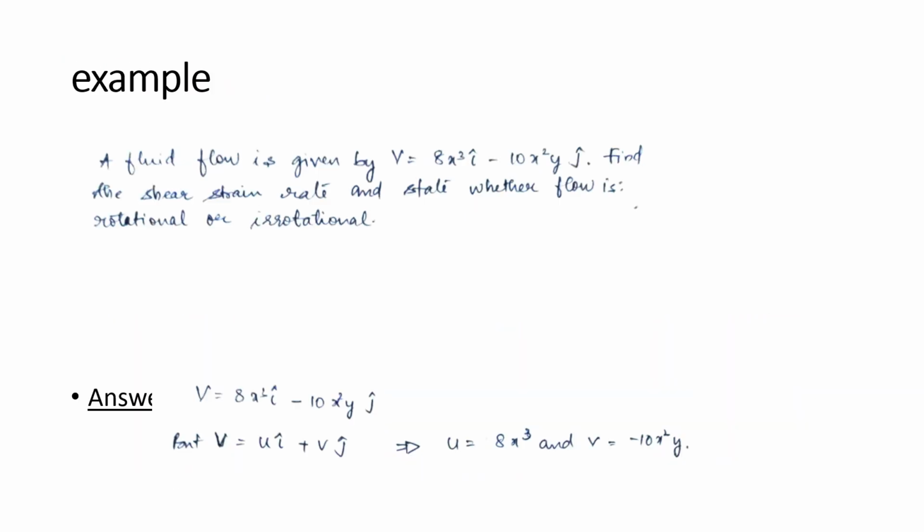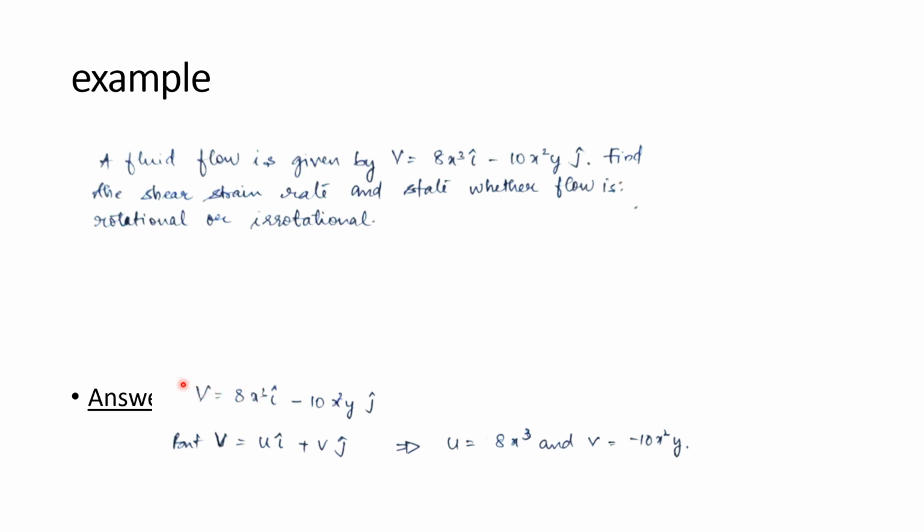Okay, next let's solve this by a simple example. A fluid flow is given by the velocity capital V is 8x cube i minus 10x square y j. That means the velocity u is given, and the small velocity in the y-axis is also given. Find the shear strain rate and state whether the flow is rotational or irrotational.